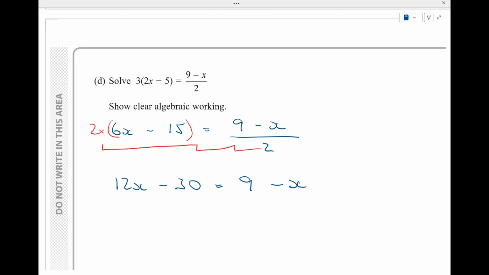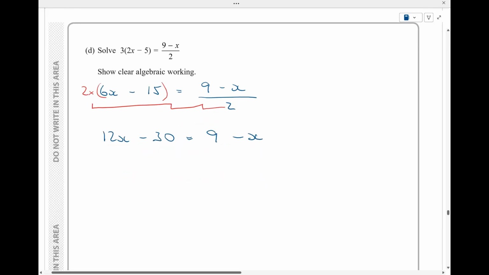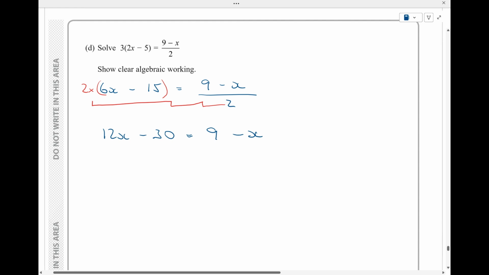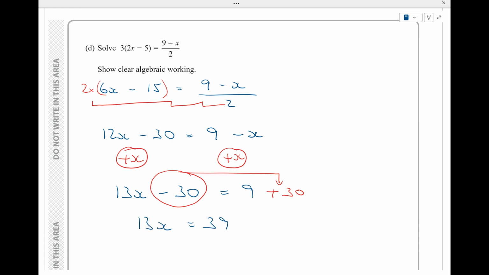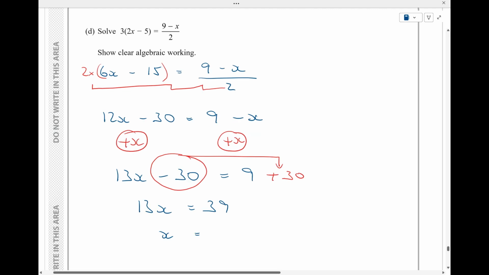It's an equation with x's on both sides. See which side has the fewest x and get rid of them. Well, the right-hand side's got minus 1x. Well, that's the fewest x, because that's less than 12x. So I'm going to add x to both sides. 13x minus 30 equals 9. I'm going to float and ping the minus 30, or you might prefer to say add 30 to both sides. 13x equals 39. Divide both sides by 13. X equals 3. That is that question finished.